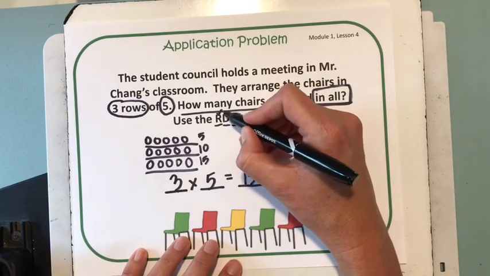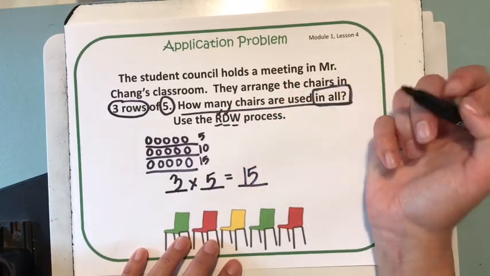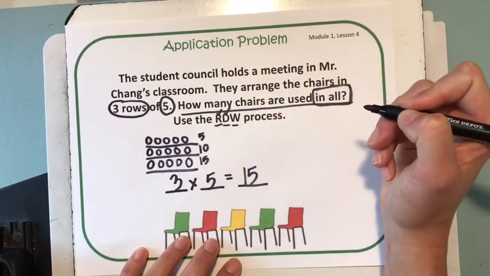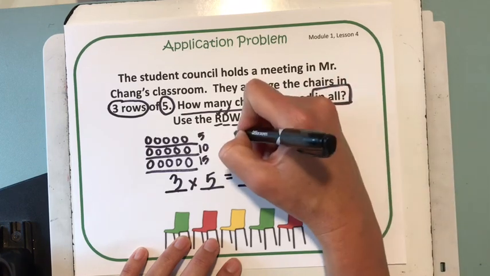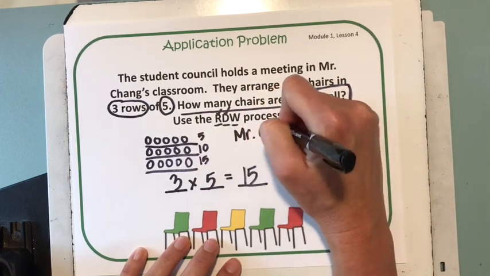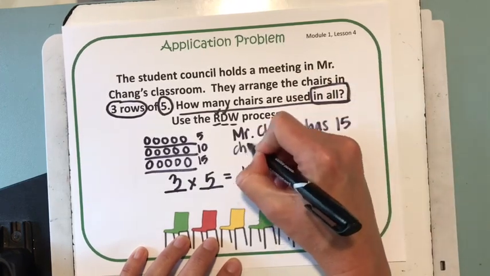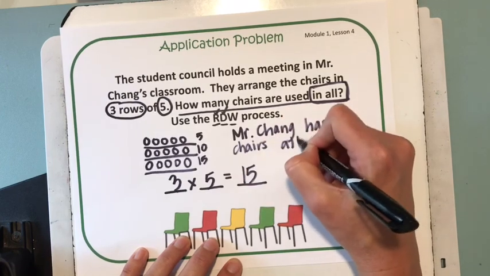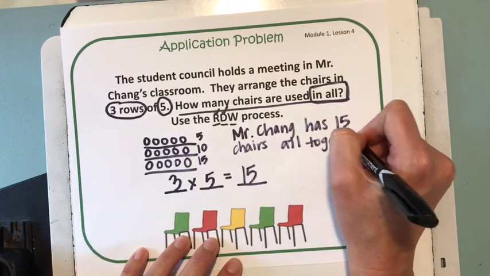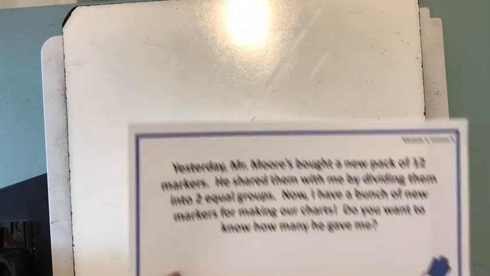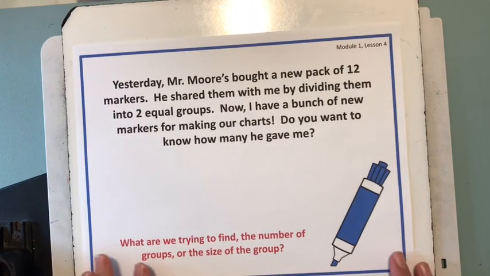So we read it, we drew it, and now we're going to write it. So remember, I'm going too fast. Pause the video. Okay, so here you go. What was his name? Mr. Chang has 15 chairs all together. Or in all would also work. Okay, there you go. Very cool. All right, now get that out of the way. We are going to dive into division.